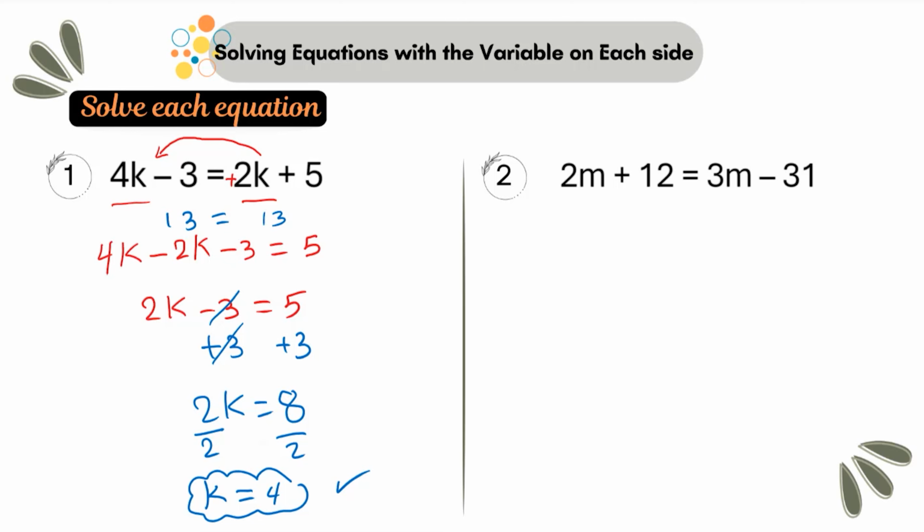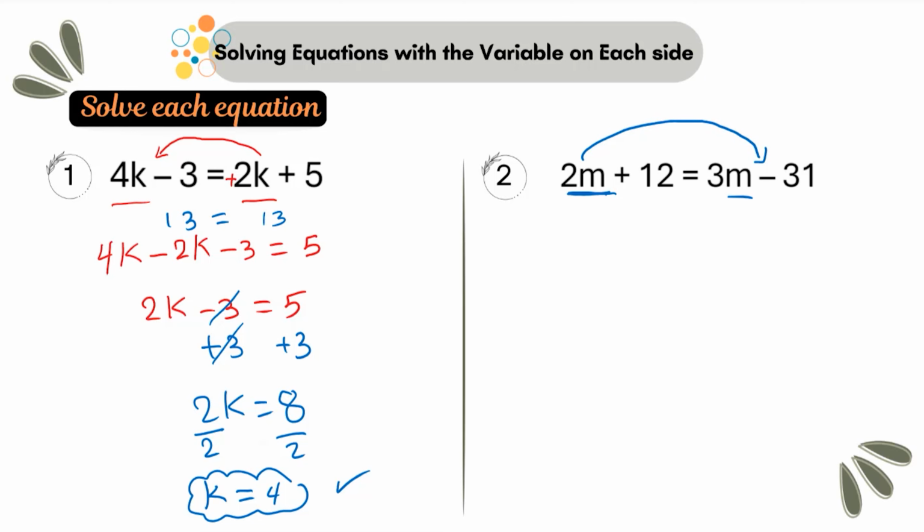Okay, question number 2. 2m plus 12 equals 3m minus 31. Okay, ask yourself, where is the variable? Because solving an equation means to find the variable or unknown number. Okay, we have two variables here, m on the left and m on the right. We should move the smallest one to be beside the next one. The smallest one here is 2m, smaller than 3m. Then we should move it and put it beside 3m on the other side.